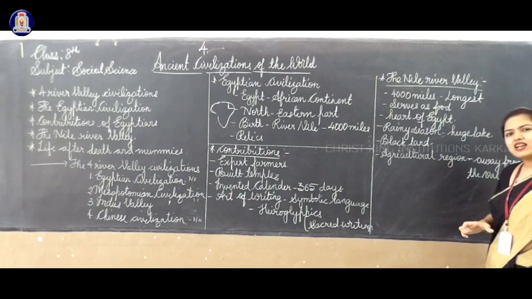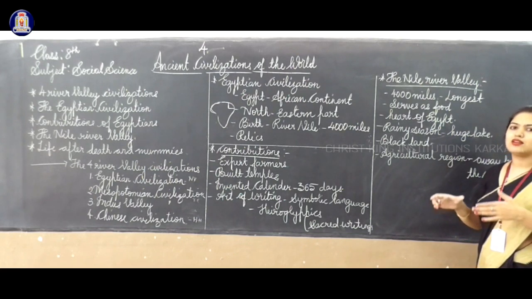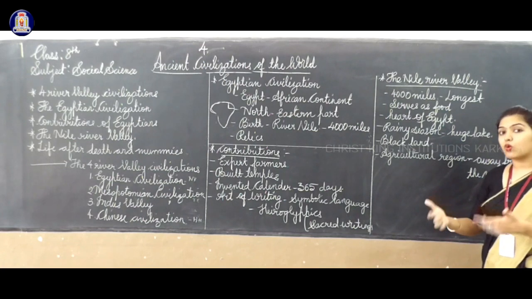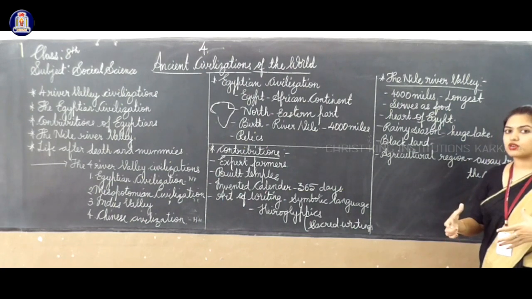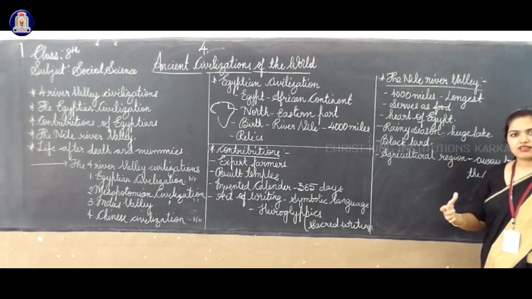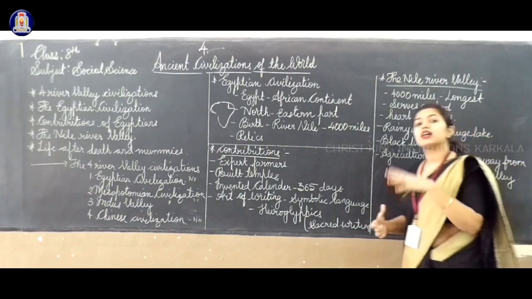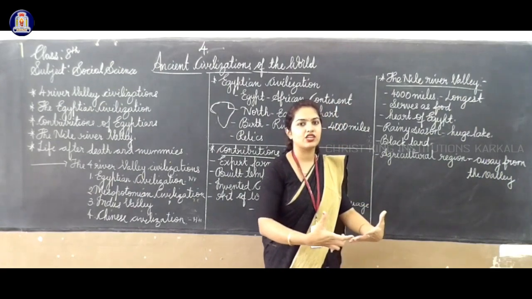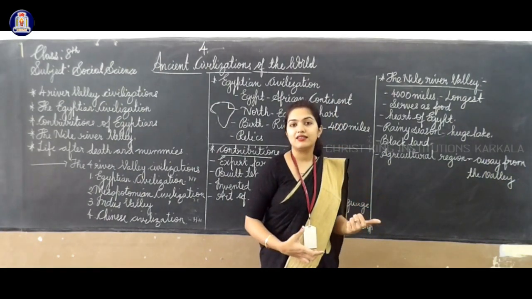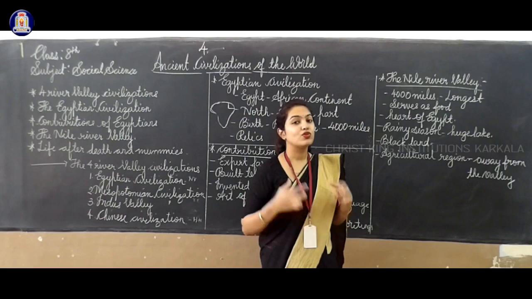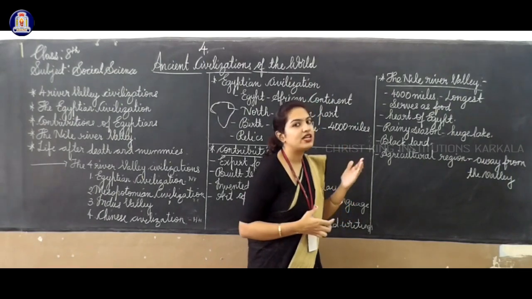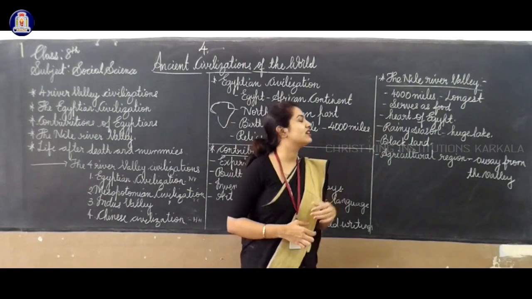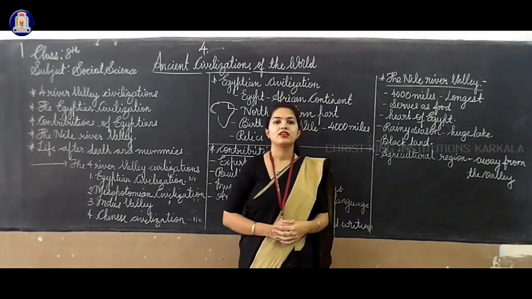Students, all the agricultural regions were not near the river valley. So for that purpose they needed water, right? For agricultural purposes they need water. The agricultural regions which are away from the river valley were supported by artificial irrigation facilities like canals, wells, etc. So we know that they had advanced knowledge regarding irrigation as well. So this is what we learn about the Nile River Valley.